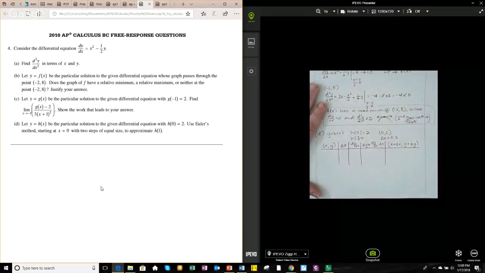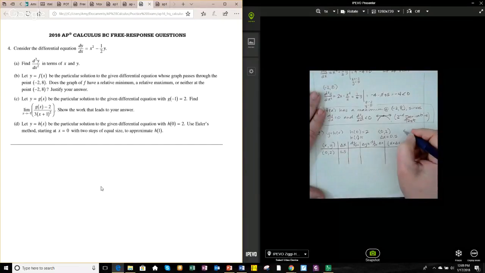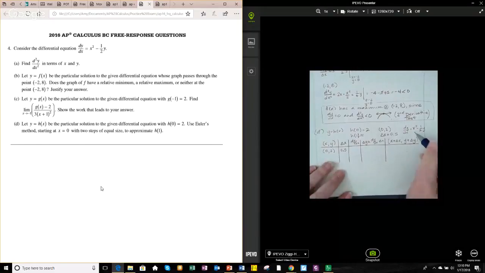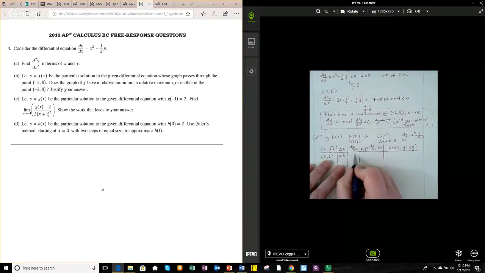All right. So now I'm starting with (0, 2). And delta x is 0.5. And the slope is going to be dy/dx, which we already know, I didn't put that down here again, is x squared minus 1/2 y. All right, so our slope at (0, 2) is going to be 0 minus 1. So our slope is -1. And then delta y is going to be approximated by multiplying these two together. And so we get -0.5.